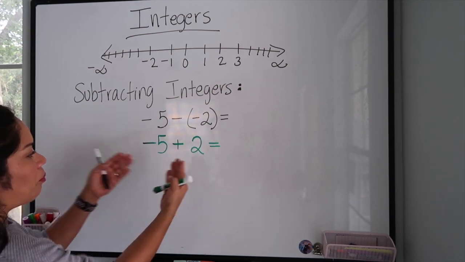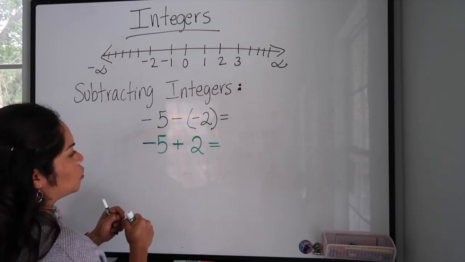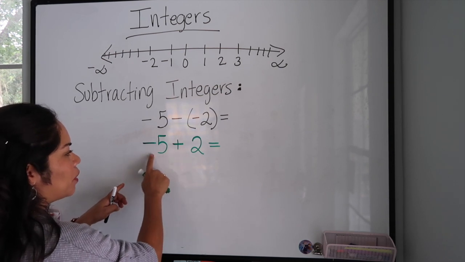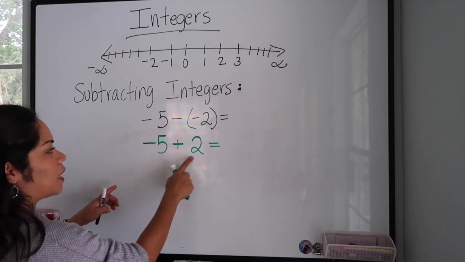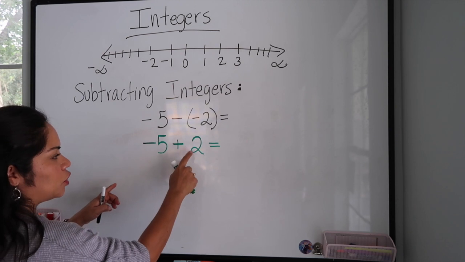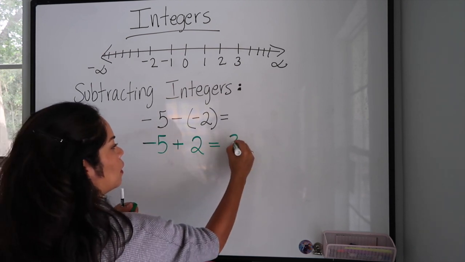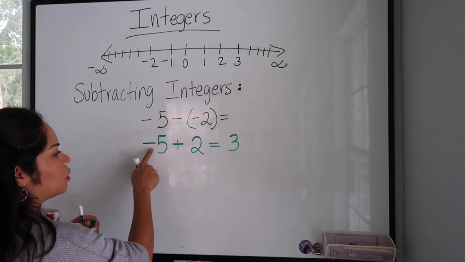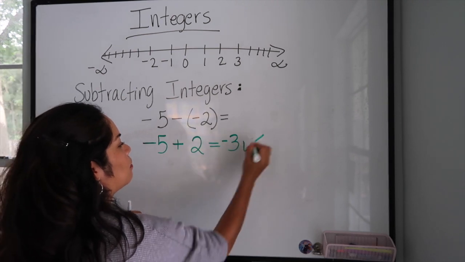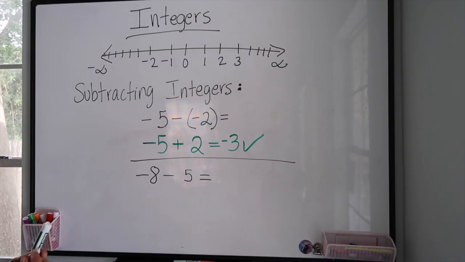Now we can apply the addition rules. We have different signs, so we're gonna subtract. 5 minus 2 is 3, and keep the sign of the largest number. And this will be my final answer. What about this one?